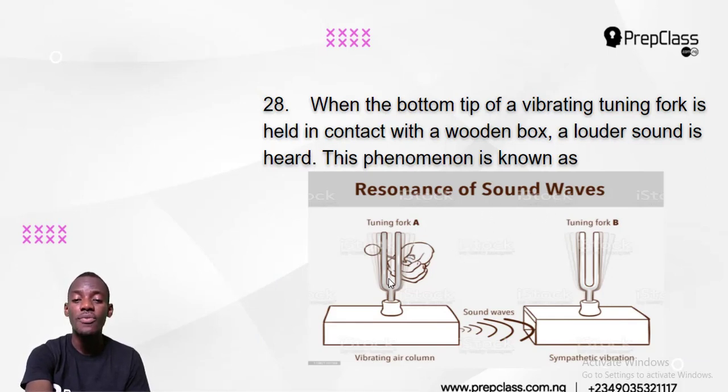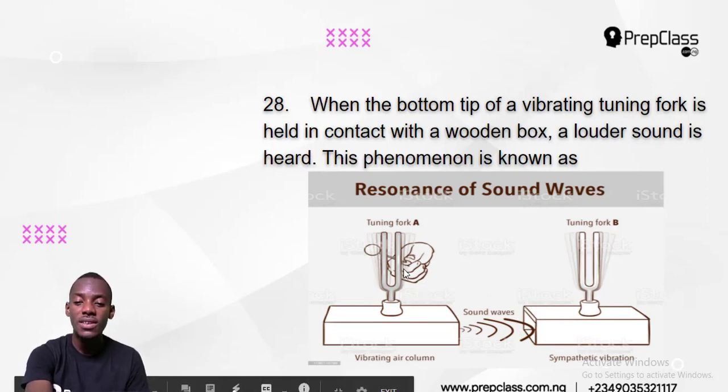Now, you can see the tuning fork. When you hit the tuning fork, what happens? It begins to vibrate, right? And when you hit it here, the sound begins to increase. You see sound wave coming out from the box, right? So a vibrating air column comes out. Then we have a sympathetic vibration. This tuning fork A, when you hit it, the sound wave vibrates, and the second tuning fork B will feel the effect and begin to vibrate also.